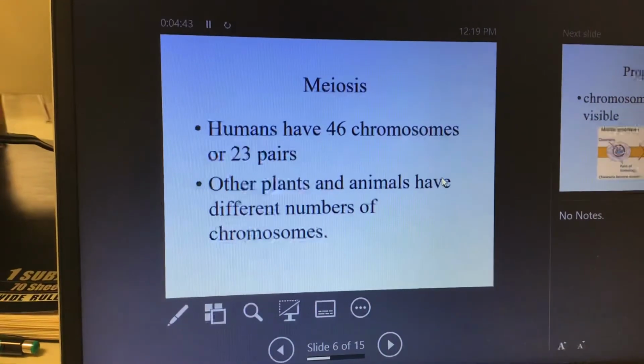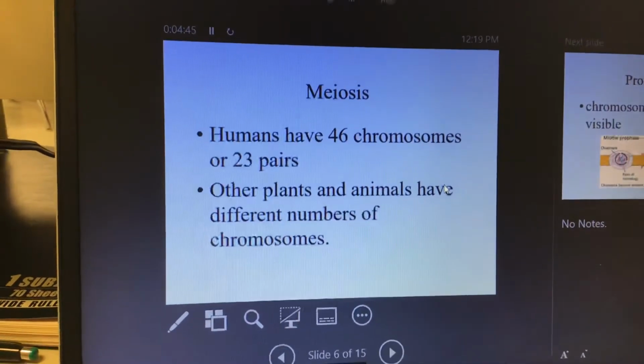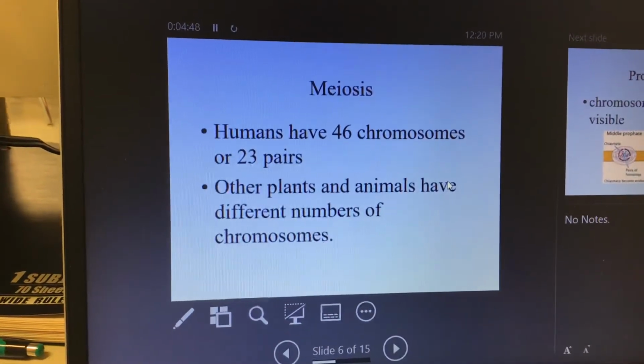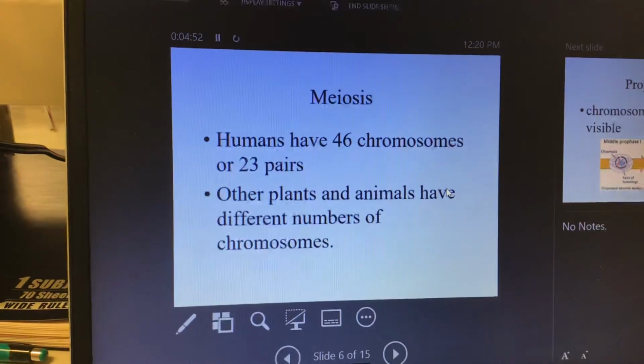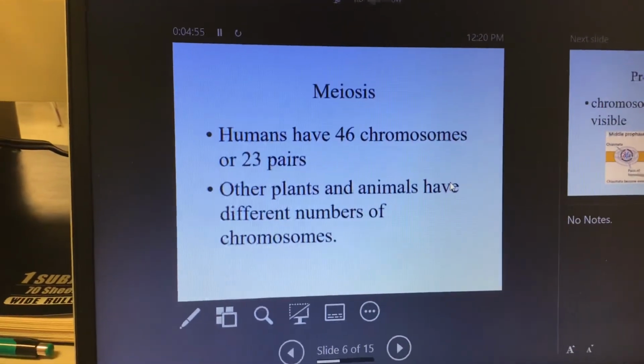Some have way more. So you have 23 pairs of chromosomes. Each of those pairs, so if pair number 1, you're going to get 1 from mom, 1 from dad. Pair number 2, 1 from mom, 1 from dad, all the way through.